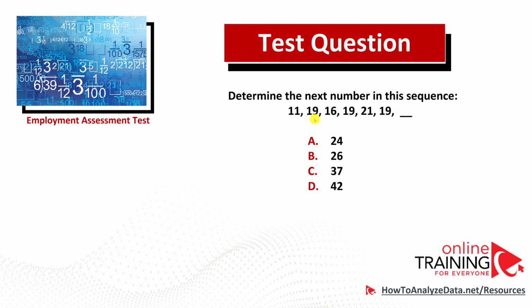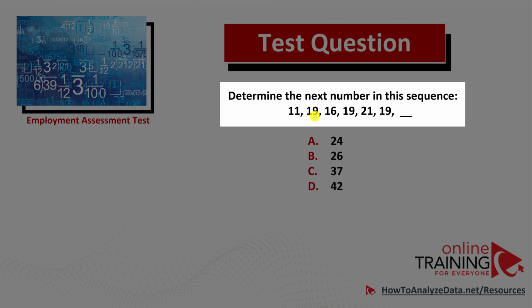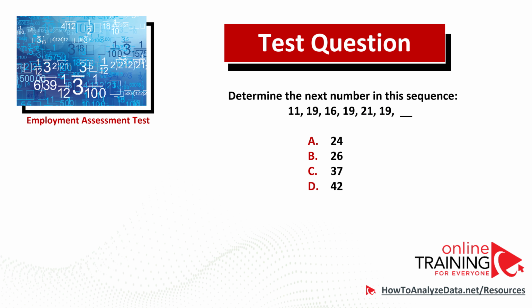Before we jump to the answer, I want to pinpoint one thing here in the sequence. Number 19 here is repeated 3 times, as number 2, number 4, and number 6. Now let's go ahead and jump to the solution.